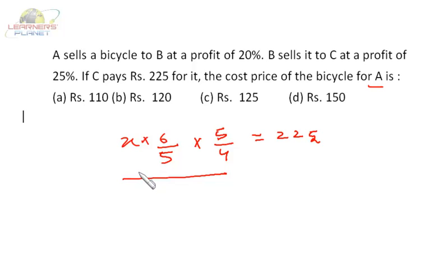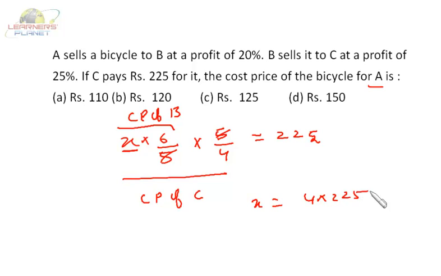That means this particular part is cost price of B. Okay, then B is selling it for 25% profit. That means this complete part is cost price of C. Now we have been given the cost price of C is 225. So we can calculate X. Okay. So X is equal to 4 into 225 by 6. Okay. So it will be 900 by 6, that means rupees 150. I hope you are clear.